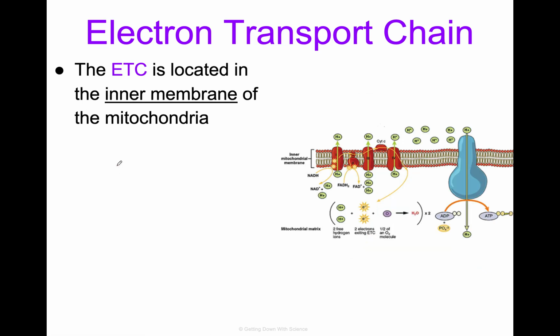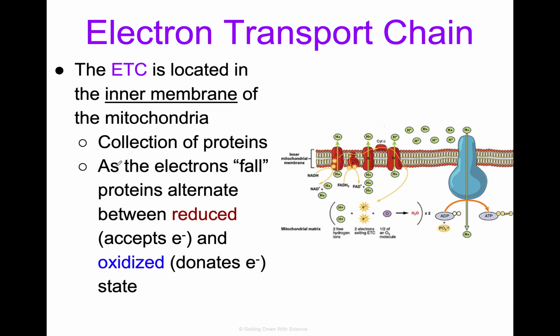Let's get into it. So it's located in the inner membrane of the mitochondria. It's a collection of proteins, just like we saw in photosynthesis. It's the same thing as in photosynthesis, there are electrons that are built up over here, and as they fall, proteins alternate. So over here, electrons, electrons, electrons, they go up into here. As they fall, they alternate between reduced and oxidized. So again, this is another redox reaction, where one molecule accepts an electron and another donates. You can see this right here, an accept and a donate.